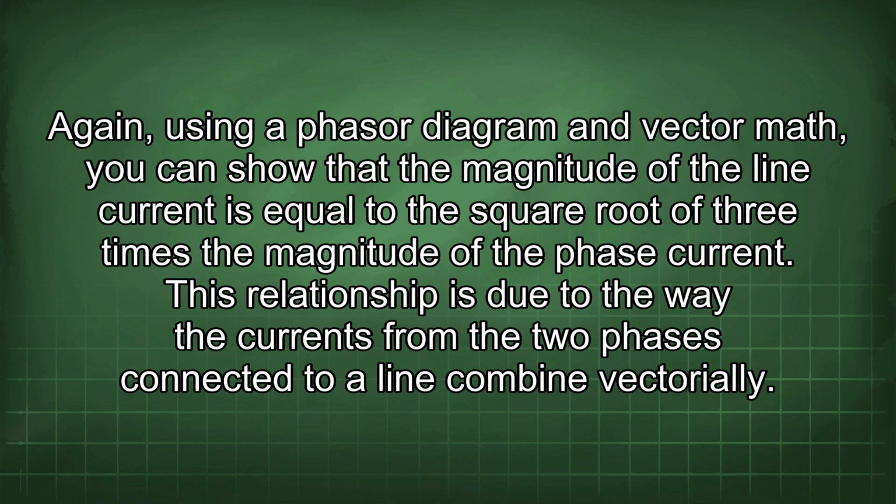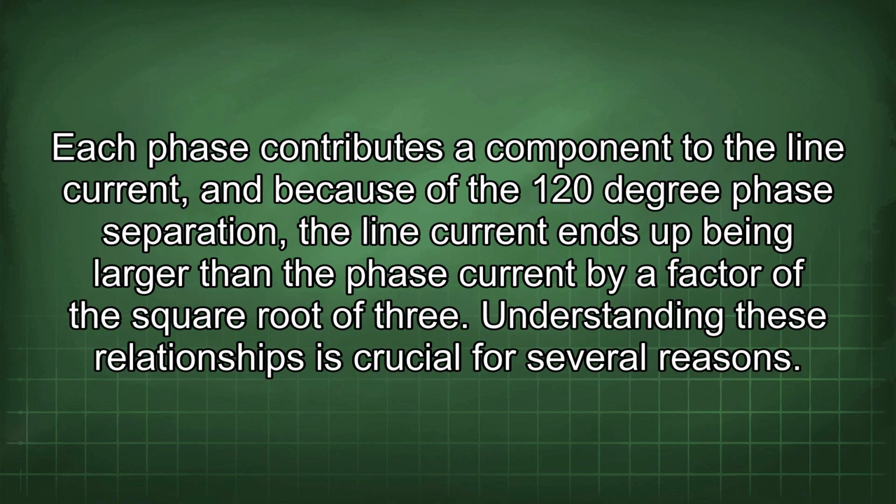Again, using a phasor diagram and vector math, you can show that the magnitude of the line current is equal to the square root of 3 times the magnitude of the phase current. This relationship is due to the way the currents from the 2 phases connected to a line combine vectorially. Each phase contributes a component to the line current, and because of the 120-degree phase separation, the line current ends up being larger than the phase current by a factor of the square root of 3. Understanding these relationships is crucial for several reasons.